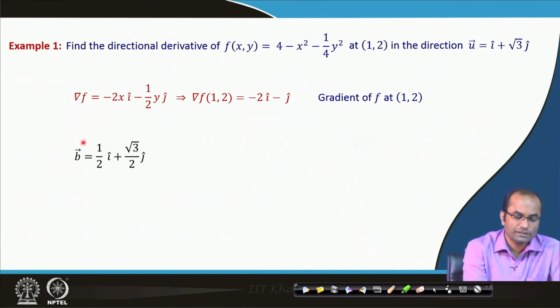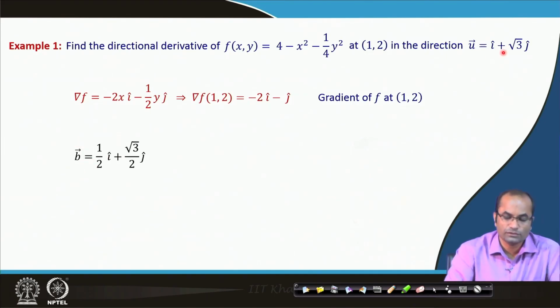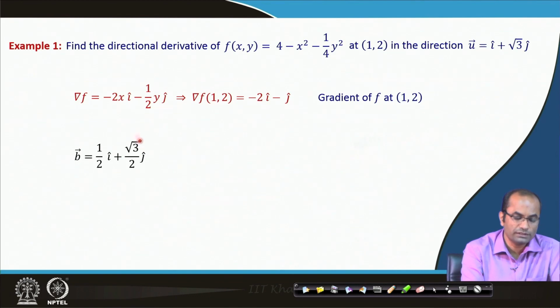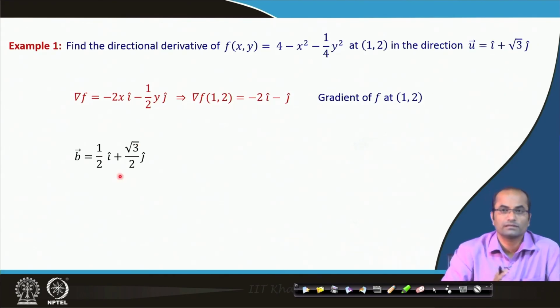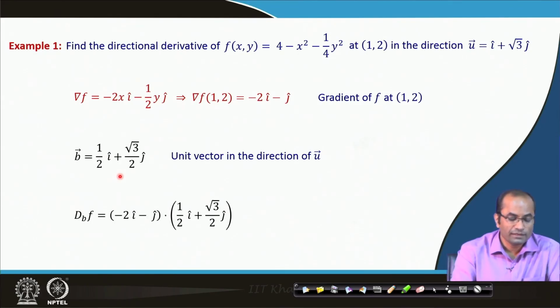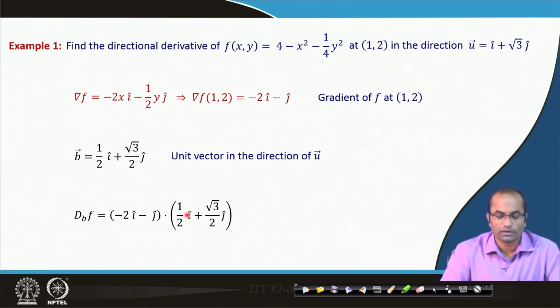The b, which is the unit vector in the direction of this vector u, given by i plus square root 3 j. The length of this vector is 2, so we divide by 2, giving 1 by 2 and square root 3 by 2, that is the unit vector in the direction of u. And now the directional derivative of f in the direction of b will be given by the dot product of the gradient of f at that point and the unit vector b, which is minus 1 minus square root 3 by 2.